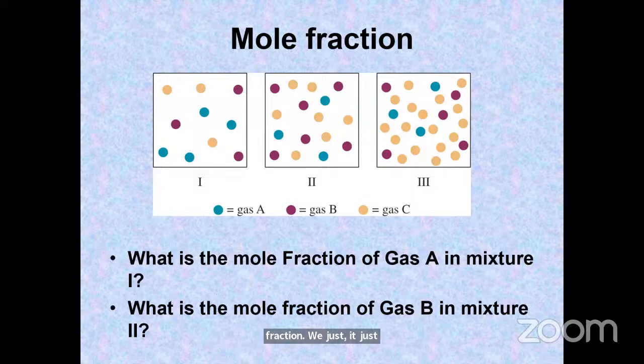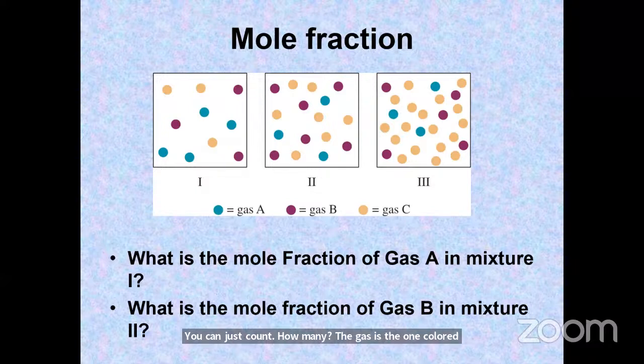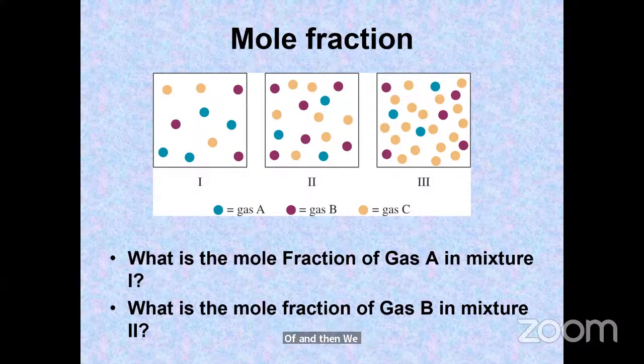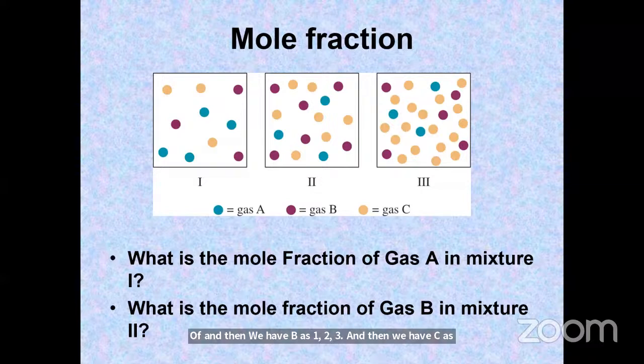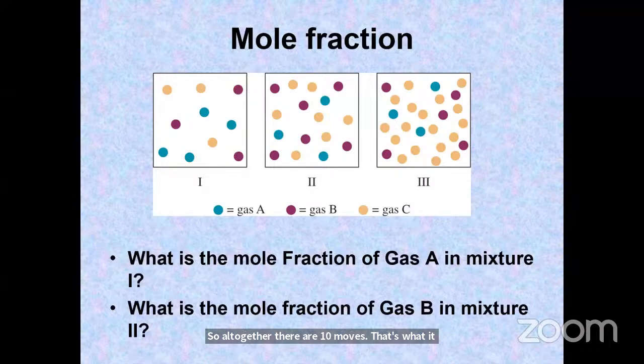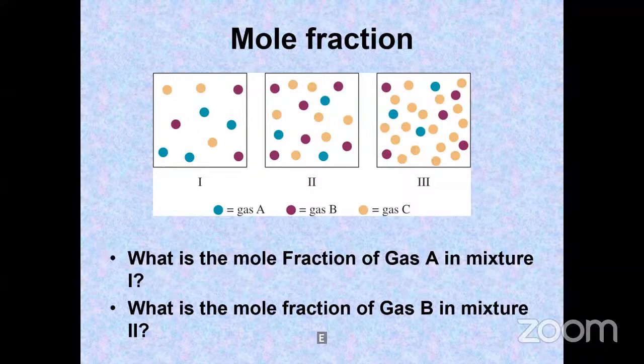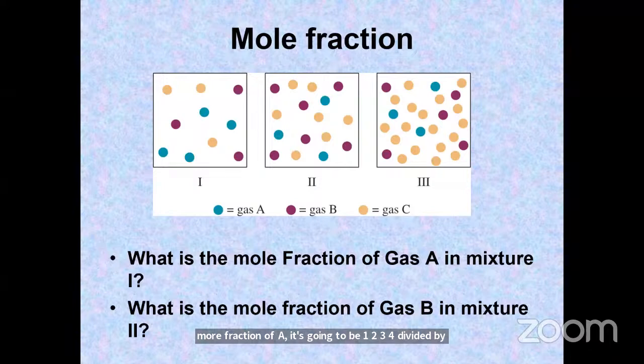You can just count how many. The gas A is the one colored blue. We have 1, 2, 3, 4 of A. And then we have B as 1, 2, 3. And then we have C as 1, 2, 3. So altogether, there are 10 moles. That's what it means. So if we are representing each of those dots as equivalent to a mole, then to calculate the mole fraction of A, it's going to be 1, 2, 3, 4 divided by all the dots added together.